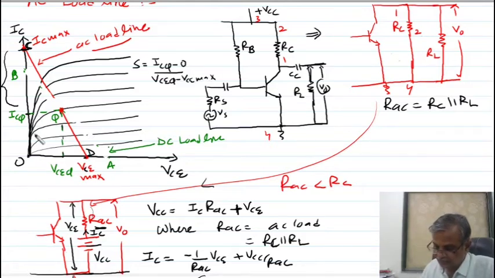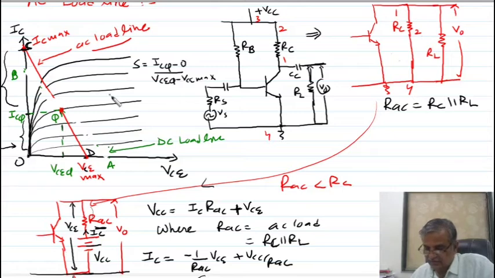Look here. How to find the slope? This length upon this length. What is the length of this line? ICQ minus 0 here. You know how to find this? This ICQ minus 0 upon this. What is upon this? You can say VCQ minus VC max.